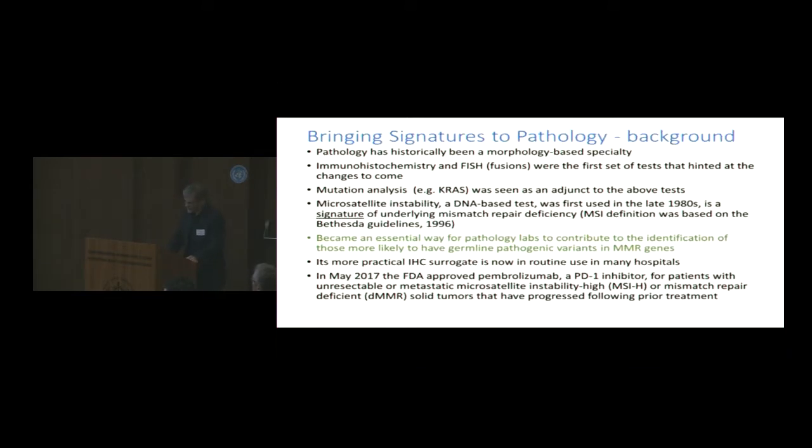So we just heard about pathology from Manel, and of course, it is the classification specialty in medicine, par excellence. And of course, it's historically been morphology-based. But for some time, we've actually known that there are signatures that can be extracted in the path lab. It initially started with DNA work in the 1980s, when you had to get sequences from DNA from normal and tumor tissue, but later was replaced by immunohistochemistry, which became an essential way for pathology labs to contribute to the identification of those more likely to have germline mutations.